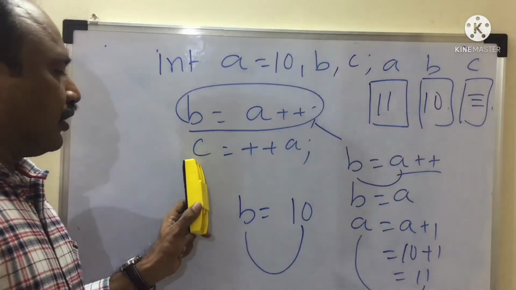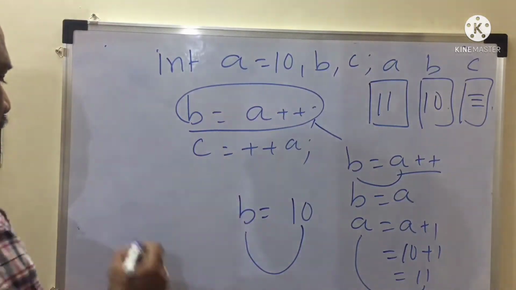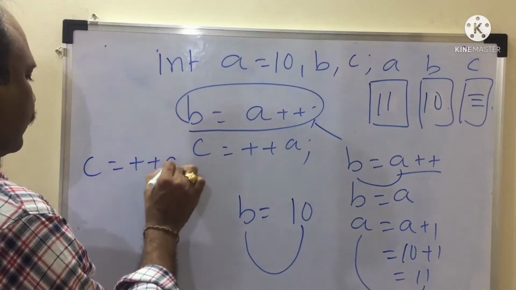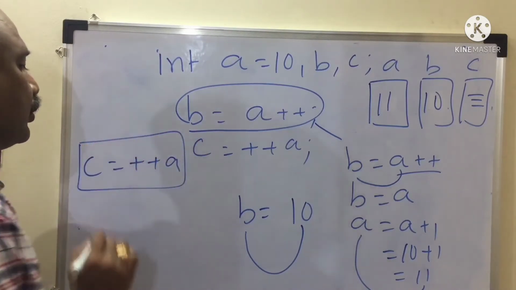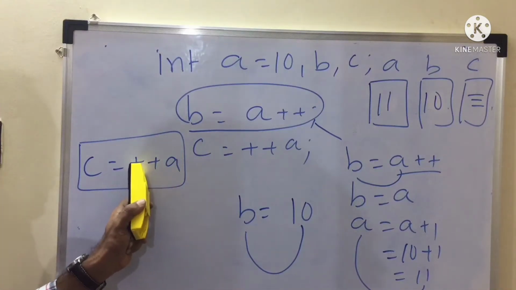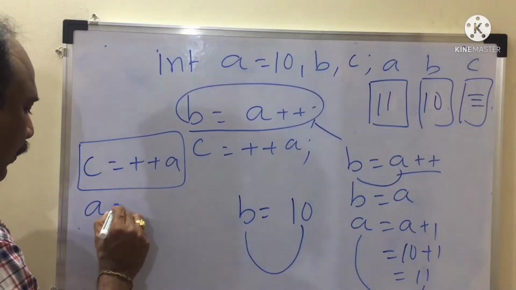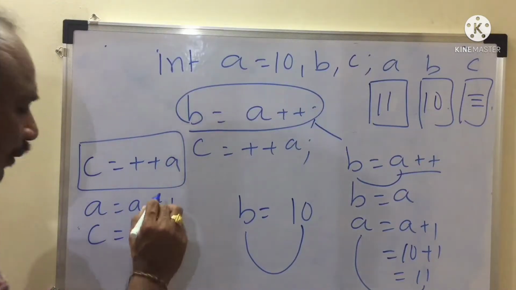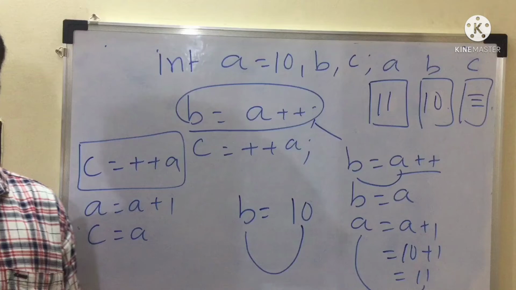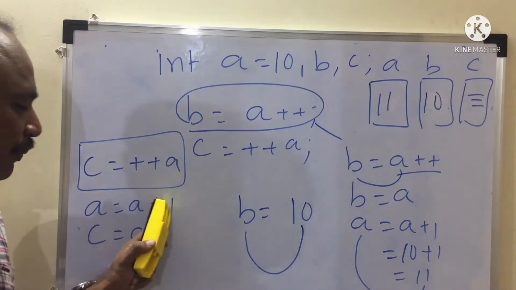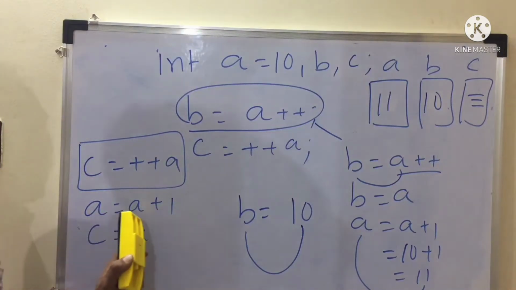Next, come to here. C equal to plus plus A. See, in this statement also, there are two statements. Because of writing pre-increment here, first A equal to A plus 1 will happen. Then C equal to A will happen. This statement is split into two more statements. First, what will happen? A equal to A plus 1 will happen. Then C equal to A will happen.